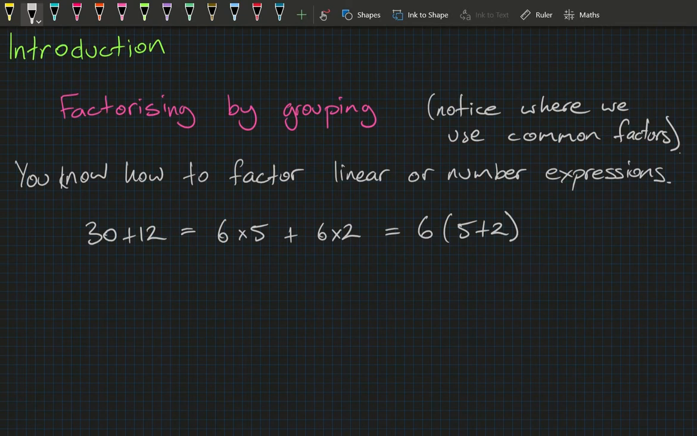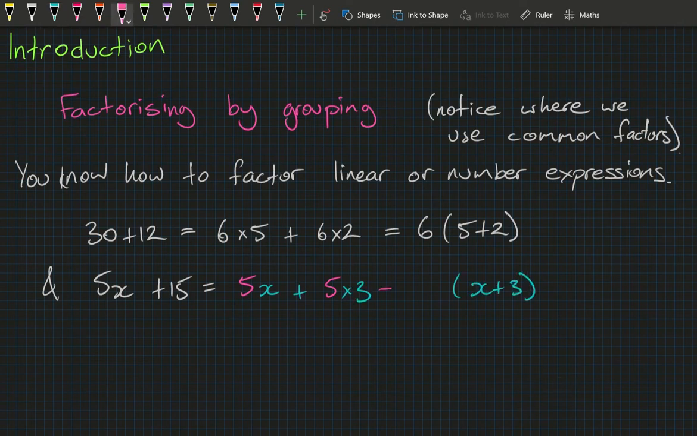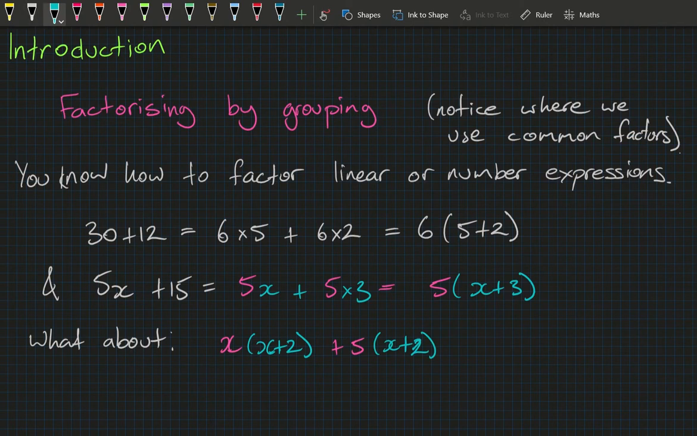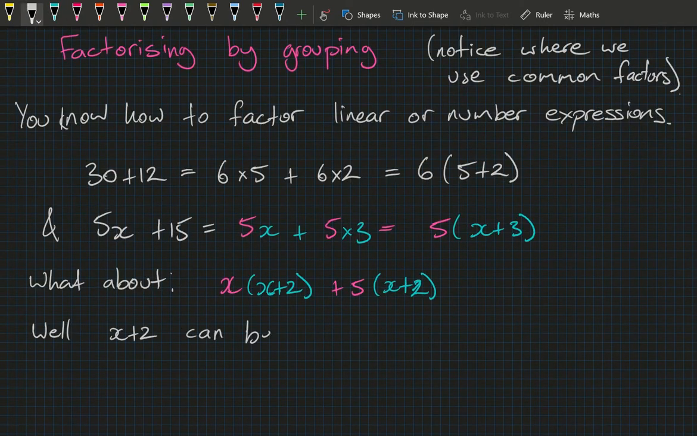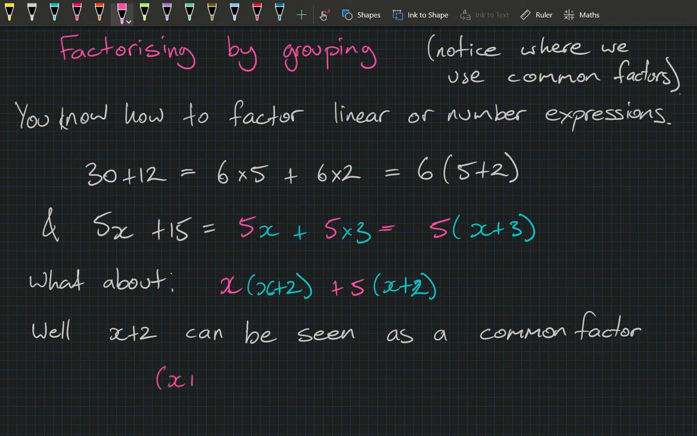And a linear example would be 5x plus 15. Both have a common factor 5. So 5x plus 15 is actually equal to 5 times x plus 3. And what about the expression x times x plus 2 plus 5 times x plus 2? Well, x plus 2 could just be seen as a common factor. Therefore, we could rewrite that expression as x plus 5 times x plus 2.